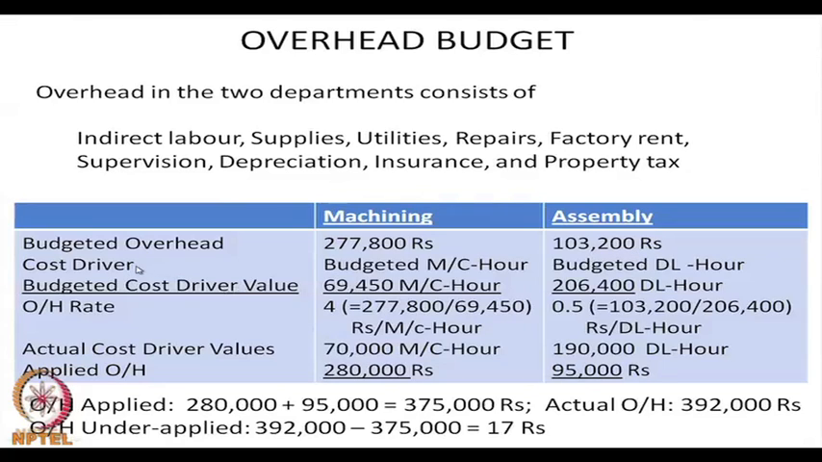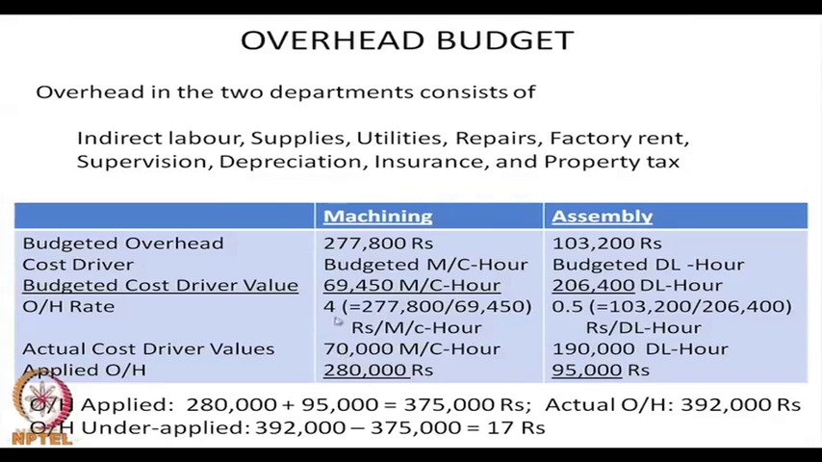And assuming cost drivers for the overhead for machining as the budgeted machine hour and for assembly as budgeted direct labor hour, the budgeted cost driver value was 69,450 machine hours and 206,400 direct labor hours. This ratio is what is the overhead rate for machining, so many rupees per machine hour. In this case it is 4, and in this case it is 103,200 divided by 206,400, that is 0.5 rupees per direct labor hour. These are the overhead rates. Now, the actual cost driver values for doing this job were 70,000 machine hours and 190,000 direct labor hours.